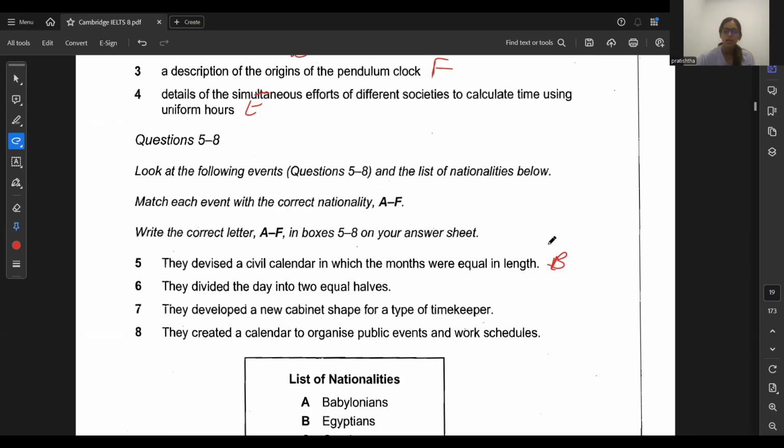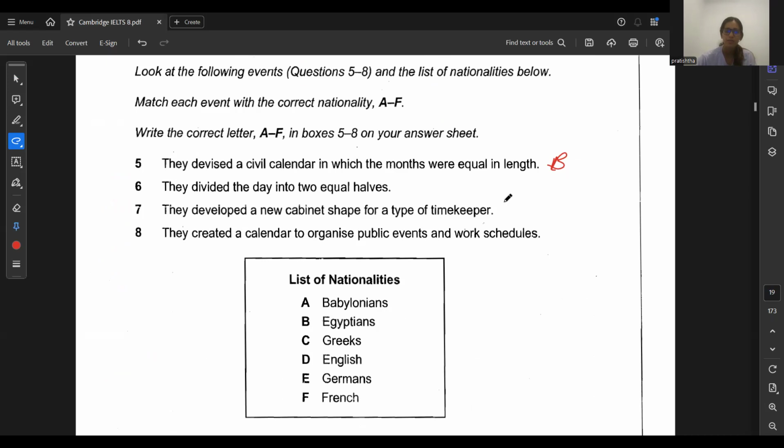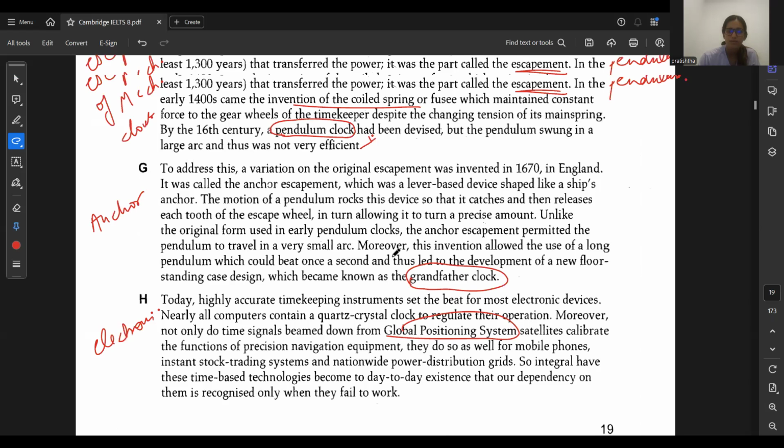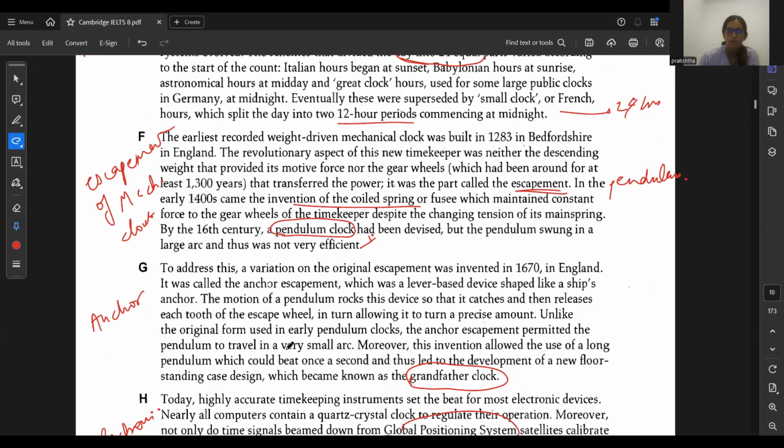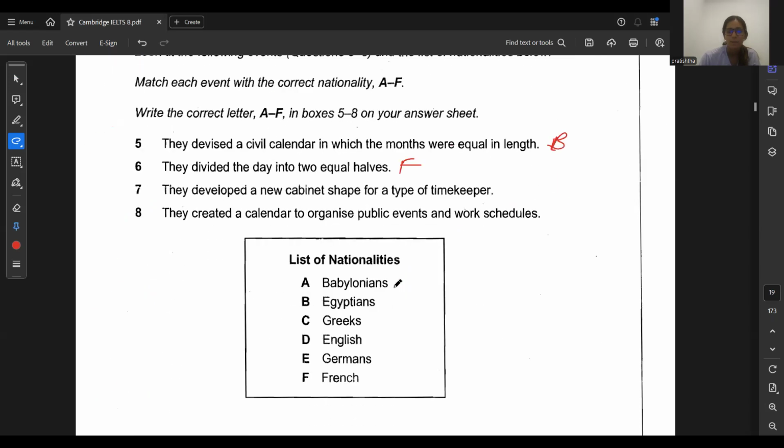They divided the day into two equal halves, if you remember. I think it was the French people, when I told you about that 24-hour thing. They developed a new cabinet shape for a type of timekeeper. New cabinet shape. Okay, let me see. I think the cabinet shape was developed by, I think here, a lever-based device shaped like a ship's anchor, a cabinet shape. It was developed in England. So I think it's the English people.